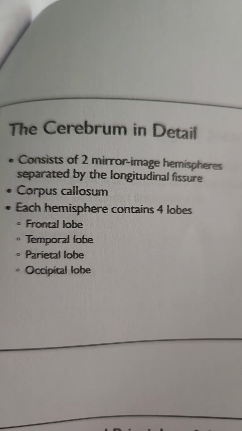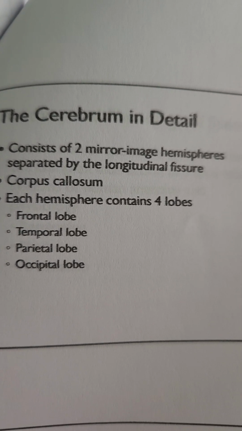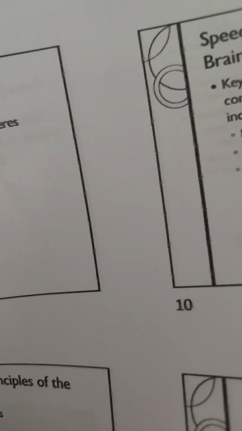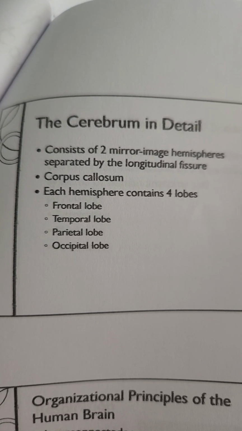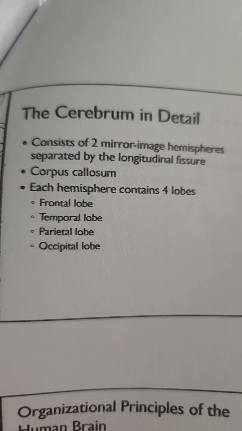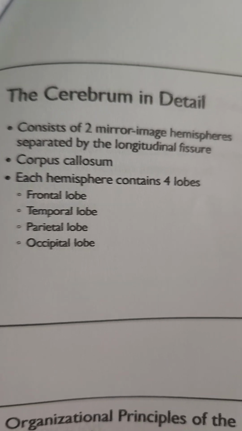The cerebrum in detail. It consists of 2 mirror image hemispheres separated by a longitudinal fissure. The corpus callosum. Each hemisphere contains 4 lobes: frontal, temporal, parietal, and occipital.